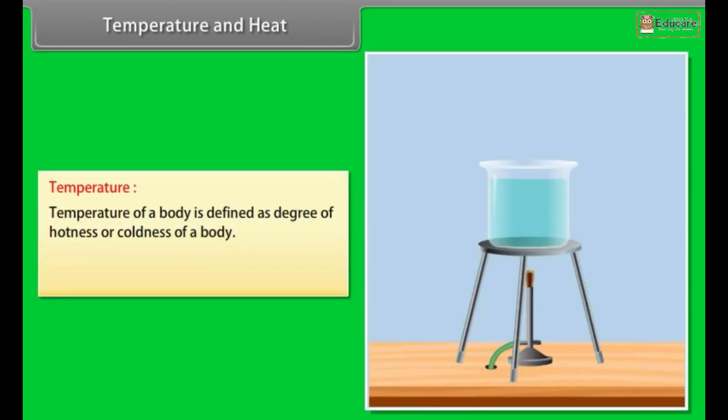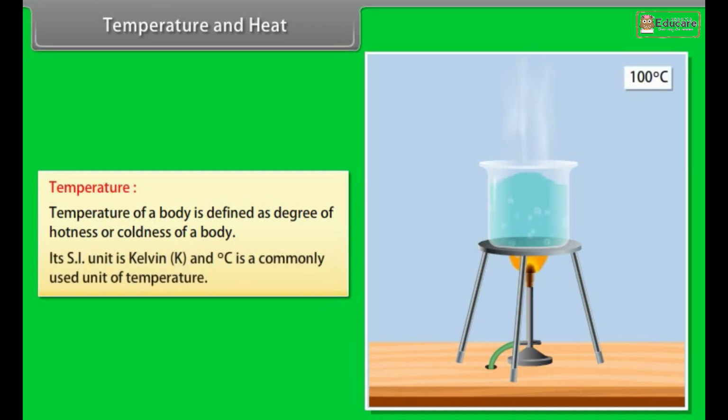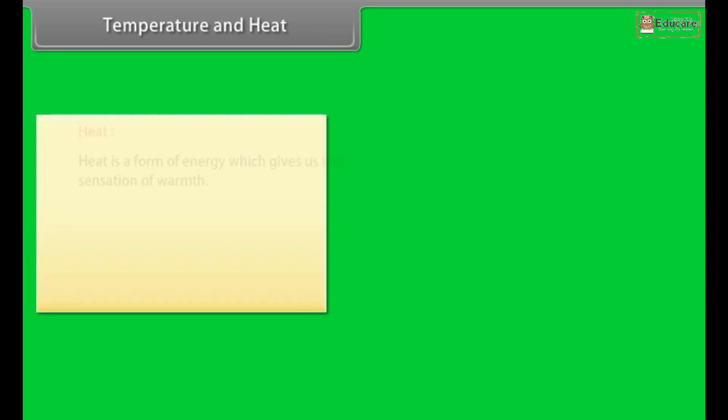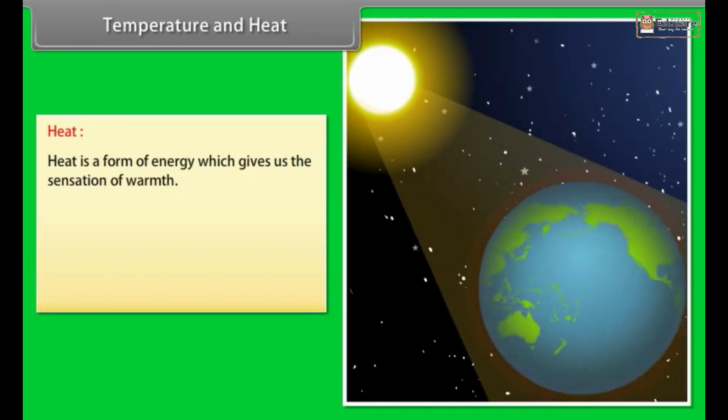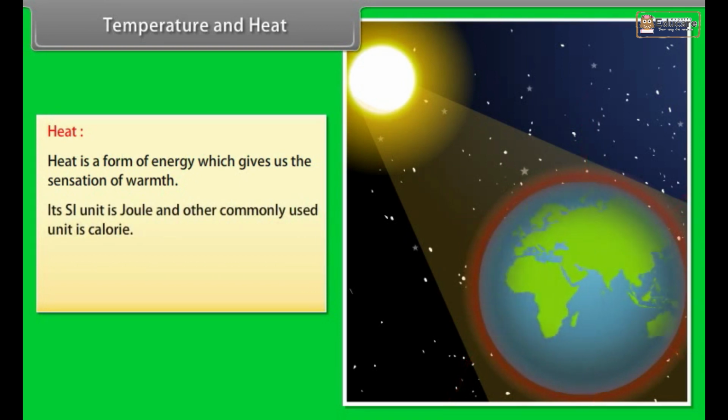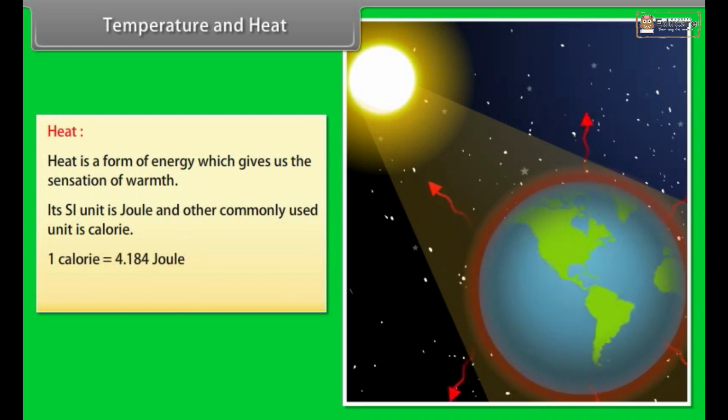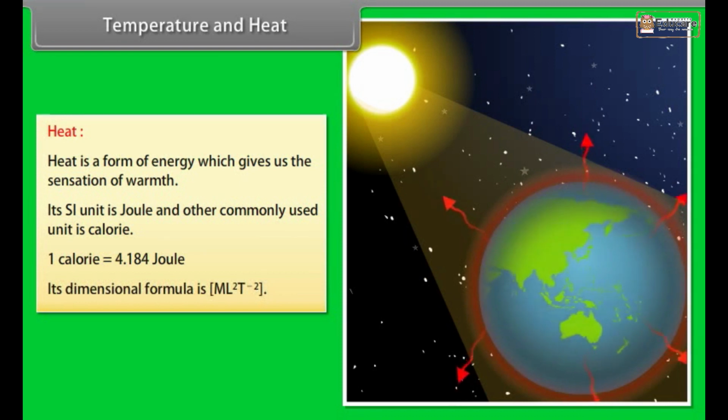Temperature and heat. Temperature of a body is defined as the degree of hotness or coldness of a body. Its SI unit is Kelvin and degree Celsius is a commonly used unit of temperature. Heat is a form of energy which gives us the sensation of warmth. Its SI unit is joule and another commonly used unit is calorie. 1 calorie is equal to 4.184 joule. Its dimensional formula is ML^2T^-2.